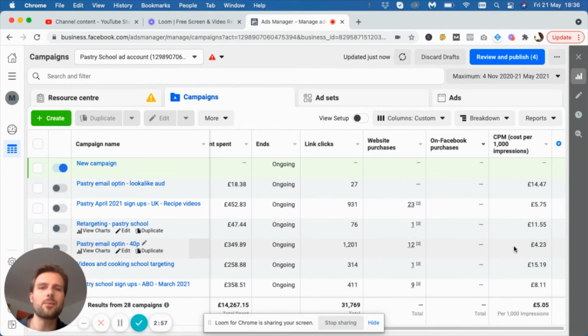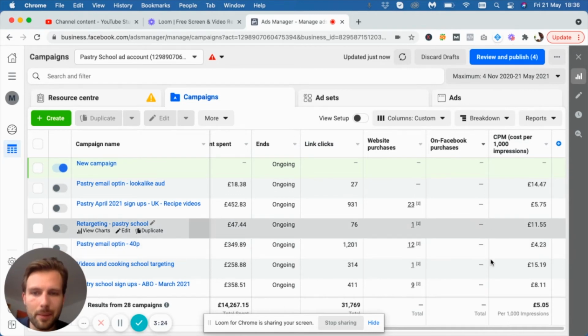Ideally I want CPMs between about £7 and £15, and I want to be on the lower end, so if I can get 7 or 8, that's really good. Be careful with the ones that are really, really low, because that can tell you the audience isn't very good quality. But if you've got good quality leads coming through and CPMs are low, then that's great.